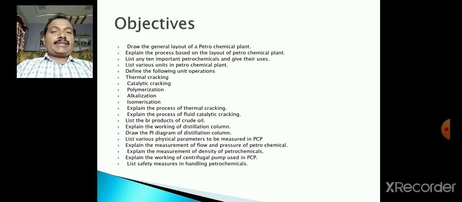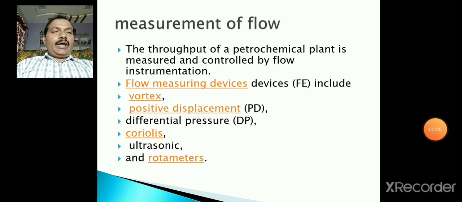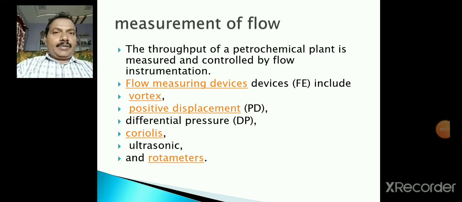And in this class we have to measure different physical parameters such as flow, pressure and density, and how they are measured and controlled we have to discuss in this class. Here we have to consider the measurement of flow.